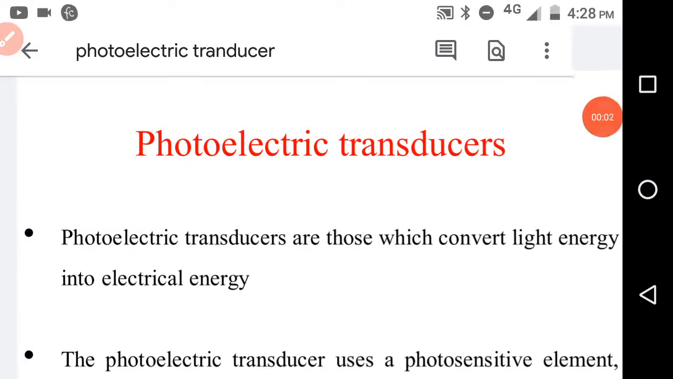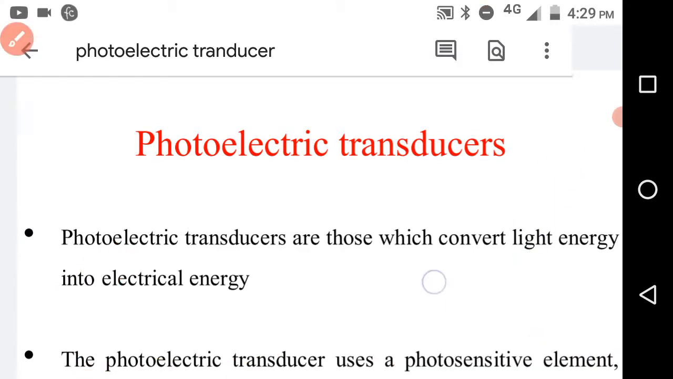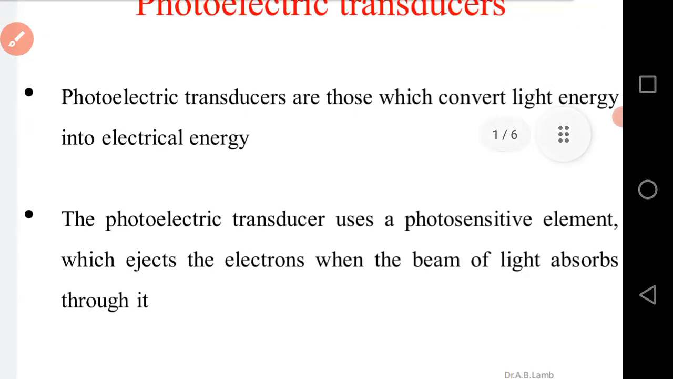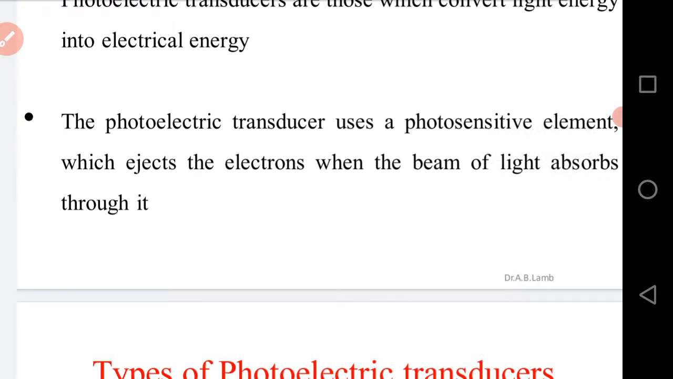In this video, we'll see about photoelectric transducers. Photoelectric transducers are those which convert light energy into electrical energy. So they have some photosensitive material whose resistance will change or which will develop voltage when light is incident on it. So this photosensitive element will eject or increase the number of electrons when light is absorbed.